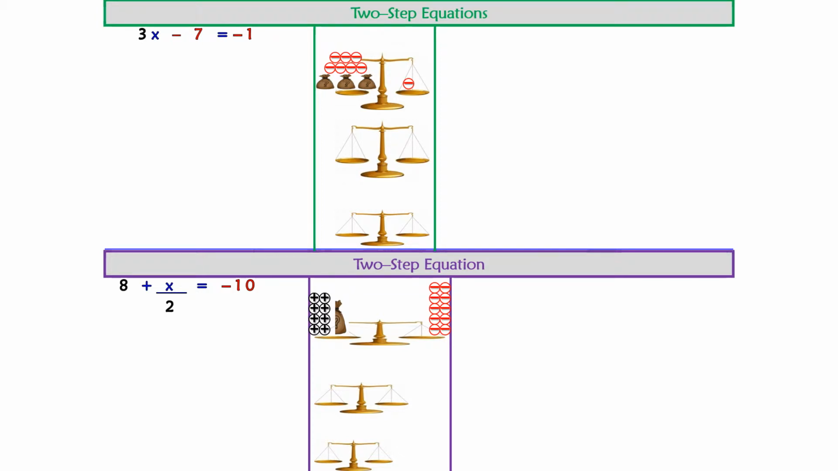Hi, this is Mr. Hood, and we're going to solve a couple of two-step equations. The first two-step equation that we're going to solve is 3x minus 7 equals negative 1.